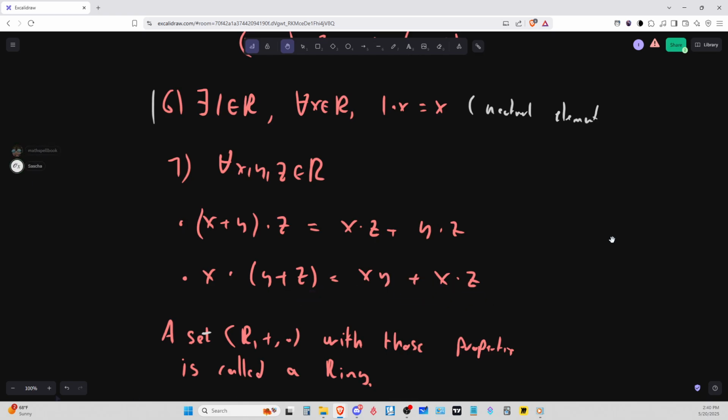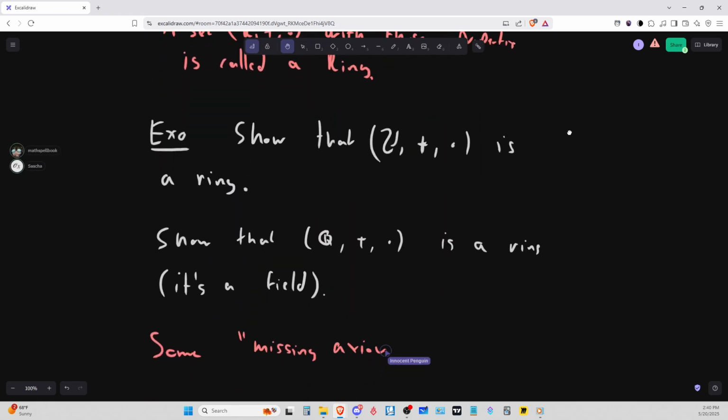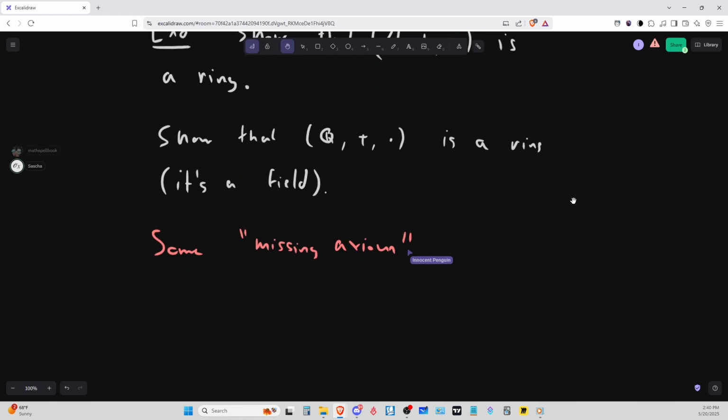Okay, so maybe I can tell you about some missing axioms. I'm going to put quotation marks on missing because they're not really missing. We just don't impose them, but we can add an adjective to the word ring to make them part of the definition. So, some missing axioms. Maybe I can call it the first one.